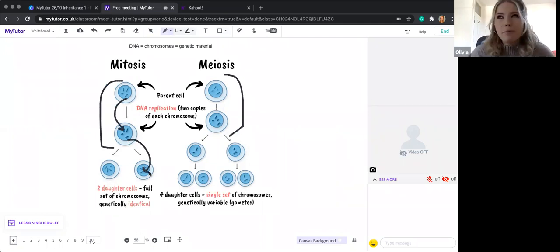You might have thought about mitosis before. Well, hang on a minute. We're creating identical cells, but we're halving our cells, which means we must be halving our DNA. And if we're halving our DNA, surely they're not identical. The reason they're identical is we double them to start with, right?